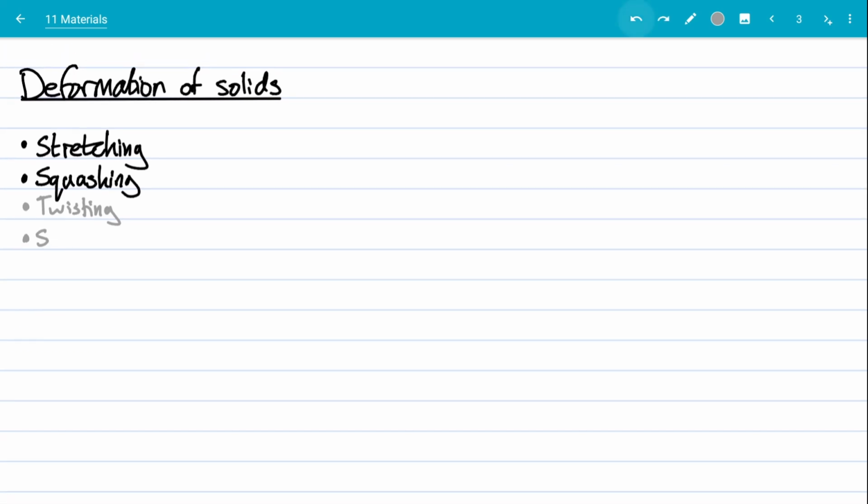Skewing, how do you spell skew? It's probably got a Q in it. Skewing. Or is it K? Maybe it's a K. Skewing them.